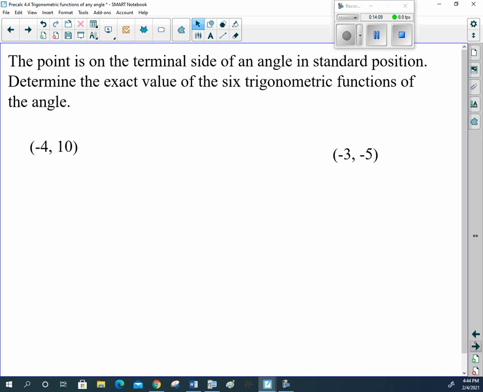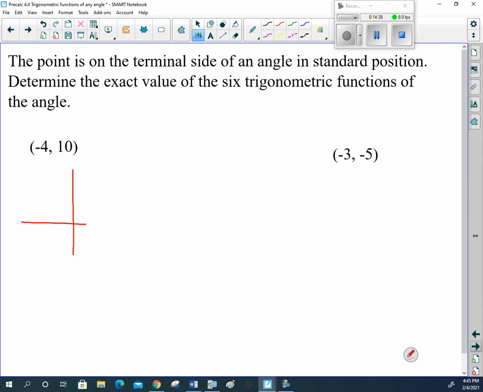So this one says the point is on the terminal side of an angle in standard position. Determine the exact value of the 6 trig functions of the given angle. So you need to make a sketch on this, guys, and you need to show your sketch in a coordinate plane. So you can't just draw a triangle. You have to draw it in the coordinate plane because we're making a sketch of a point. So make yourself some kind of a quick grid so that you can see what's going on.